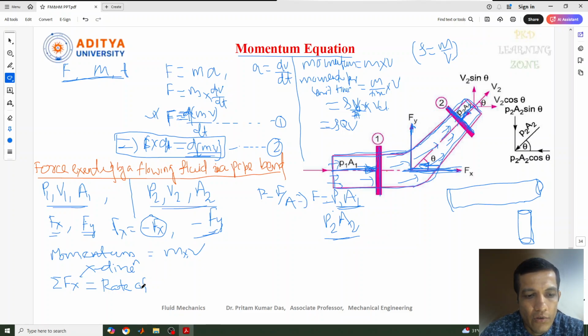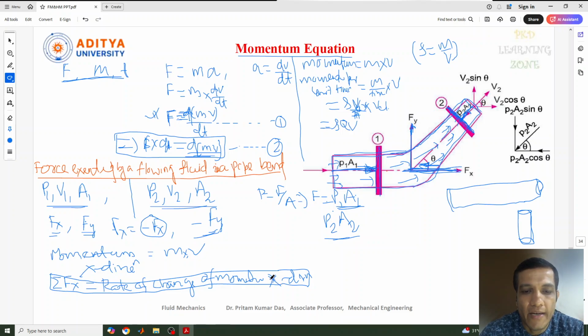The rate of change of momentum in x direction. Okay, see this equation, because this is the starting one and it's very easy. Summation of Fx equal to rate of change of momentum in x direction. So summation of Fx is nothing but the total forces acting by the fluid on the pipe, in the x direction only. Only we need to consider the x direction here.